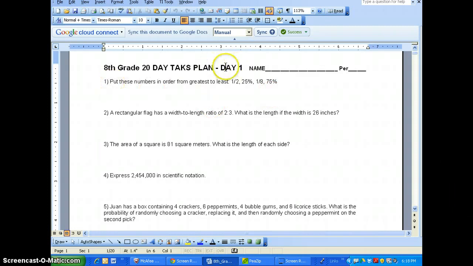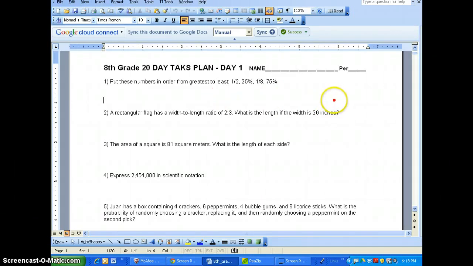Number 1 on day 1 says put these numbers in order from greatest to least. I'm doing this from home, so let me see if this is going to work here. If you're doing it greatest to least, I would write "greatest to least" so that once you convert all of those numbers into decimal form, you're putting them in order from greatest to least.